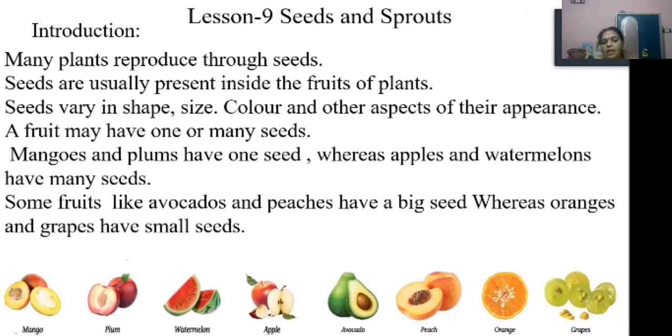Many plants reproduce through seeds. Seeds are usually present inside the fruits of plants. Seeds may vary in shape, size, color, and other aspects of their appearance. A fruit may have one or many seeds. For example, mangoes and plums have one seed, whereas apples and watermelons have many seeds. Some fruits like avocado and peaches have a big seed, whereas oranges and grapes have small seeds.